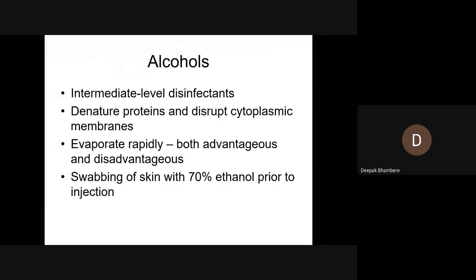So, we have already seen this, but again we are going to see it one by one. Alcohols are intermediate-level disinfectants. They work by denaturation of proteins.